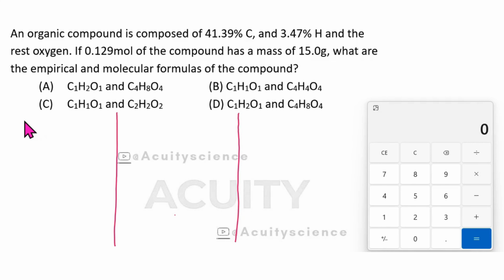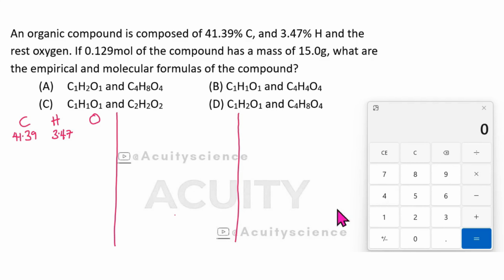Okay, the compound here has three elements: carbon, hydrogen, and the last element mentioned was oxygen. The percentage of carbon in that compound, according to the question, is 41.39. Hydrogen is 3.47, and oxygen was not given.